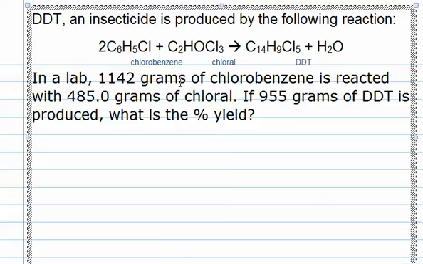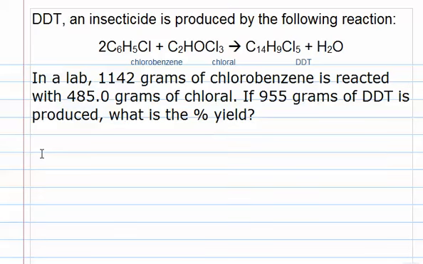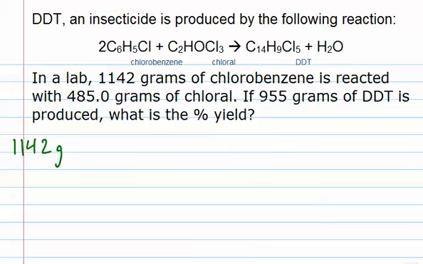Once we have our balanced equation, we are going to convert the mass of each of our reactants, 1142 grams of chlorobenzene and 485 grams of chloral. We're going to take each reactant and calculate the maximum amount of the product that we can form from that amount of reactants. And we're going to repeat this calculation for both of our reactants. So we'll start with our chlorobenzene. So we have 1142 grams. I'm just going to call this CB for short.